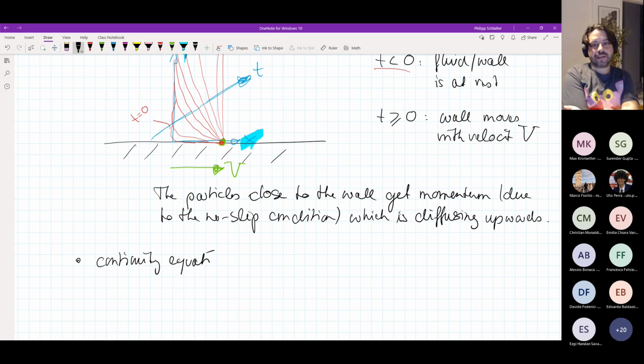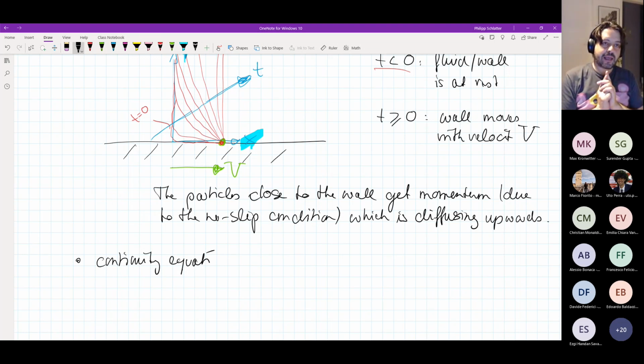Why? Well, why do we have a no slip boundary condition? Or let's put it differently. If you had a flow without viscosity, what are the boundary conditions that you have at a wall? Neumann. Neumann. No, actually not. Well, let me explain it like this.